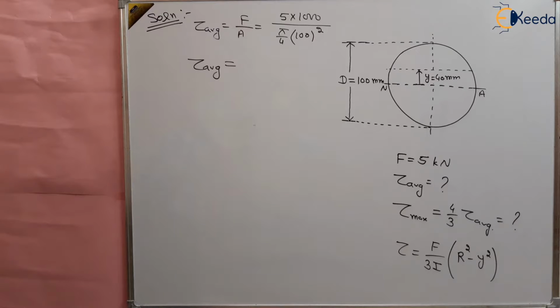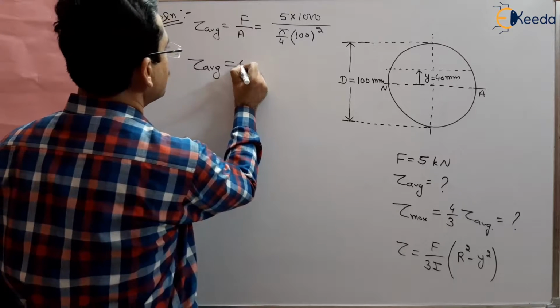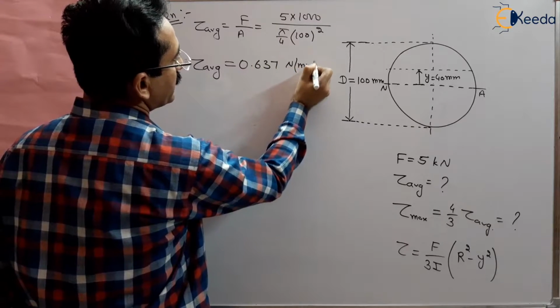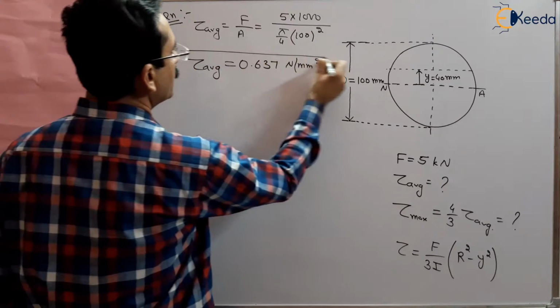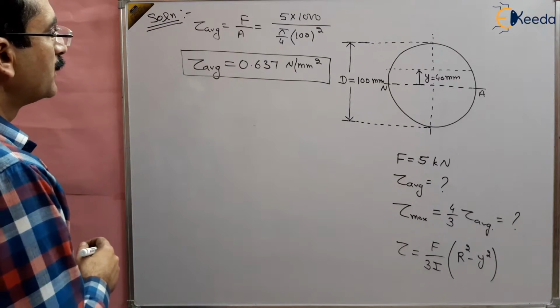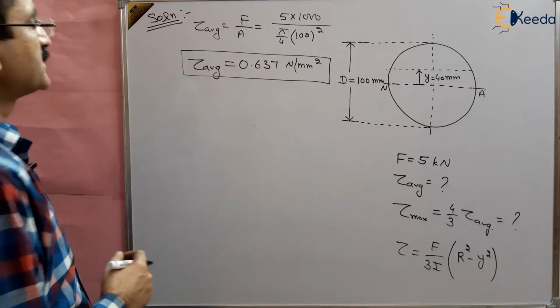So average shear stress will be 0.637 Newton per millimeter square or megapascal. You can see here the value is very low. That's why sometimes we neglect the shear stresses. So this is the average shear stress.